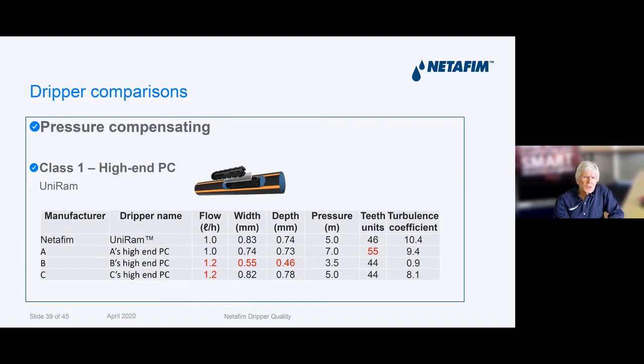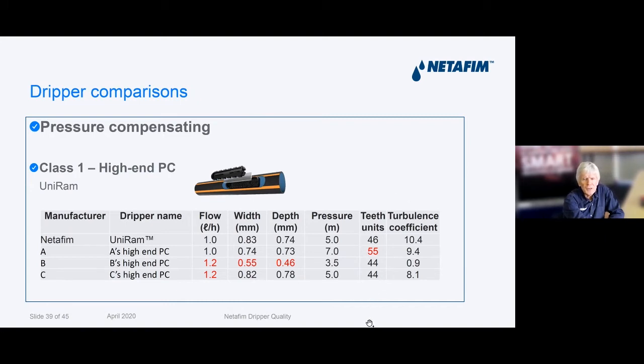The Uniram dripper has a turbulence coefficient of 10.4. Now, if I take one of our competitors, and I've taken 3 competitors and named them A, B, and C. If I take manufacturer A, their high-end dripper, it's got a turbulence coefficient of 9.4. Why is that? Well, you can see I've highlighted in red there. Okay, here, it's got 55 teeth.